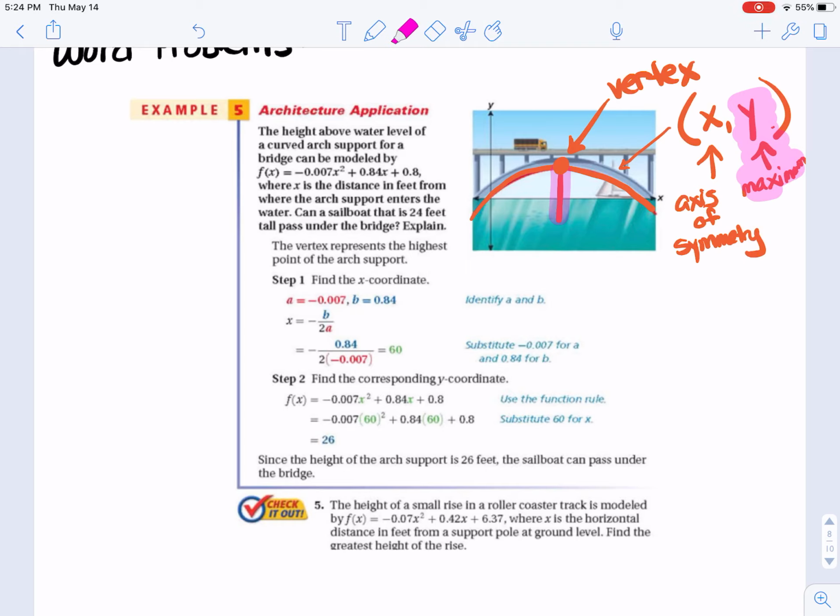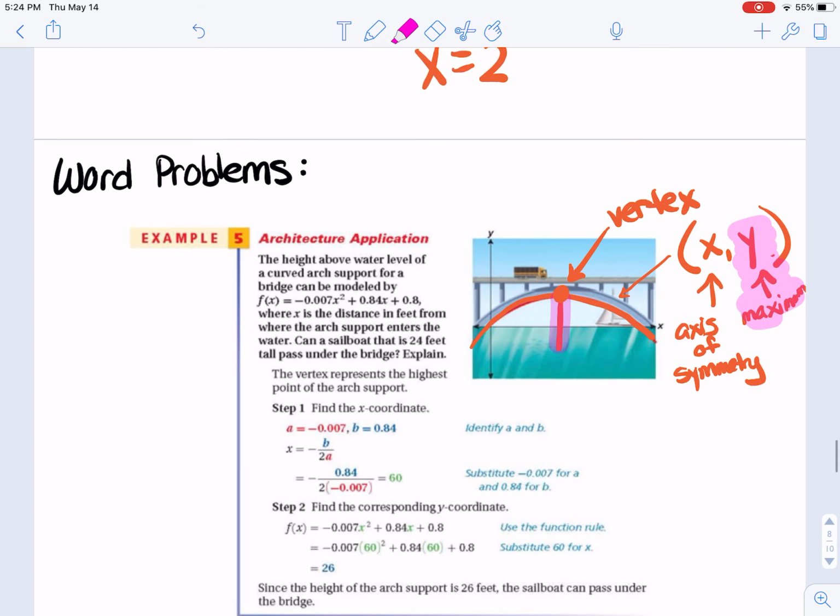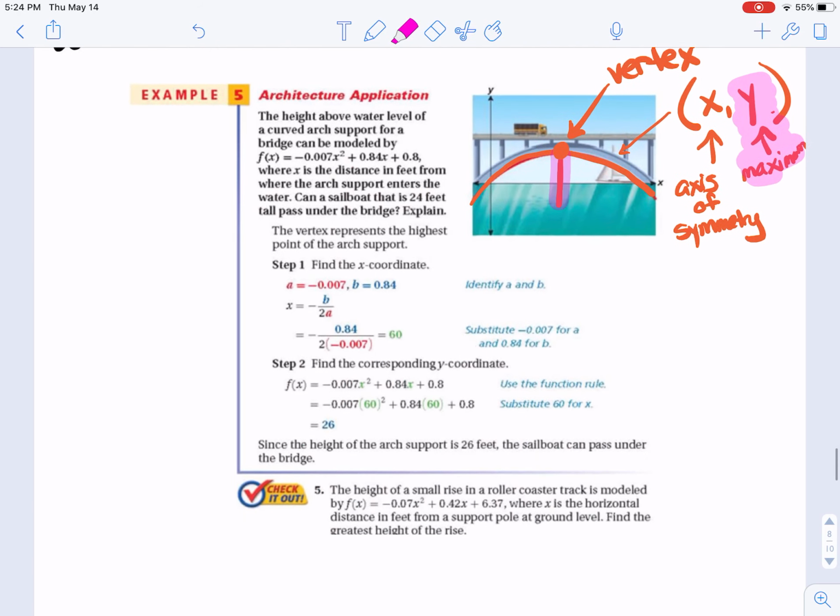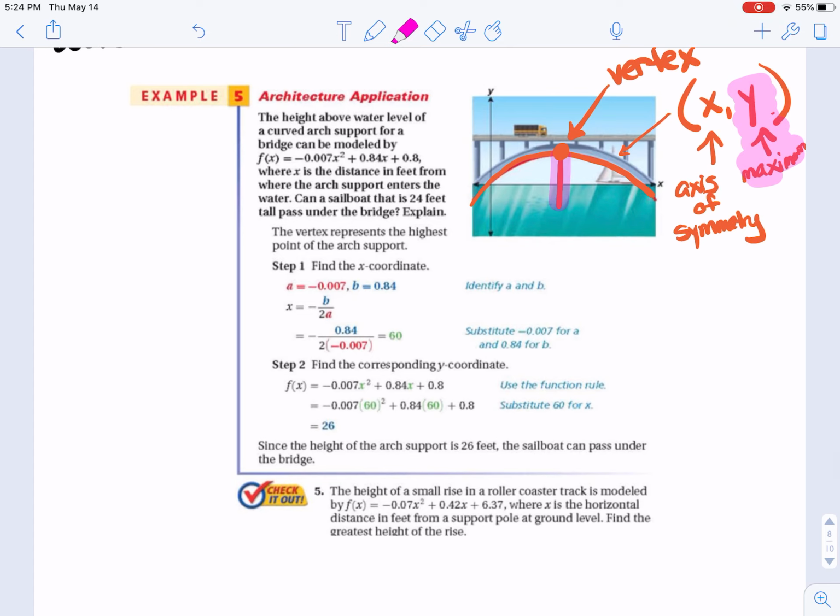If this boat is 24 feet, I need that maximum to be more than 24 feet, okay? Otherwise, this boat, its head will get chopped off and it will not fit under the bridge. So I want it to be as much higher than 24 as possible to have a safe passage underneath the bridge. So in order to do that, that's exactly what I did up here: I found the vertex, but I needed to focus in on that y value.